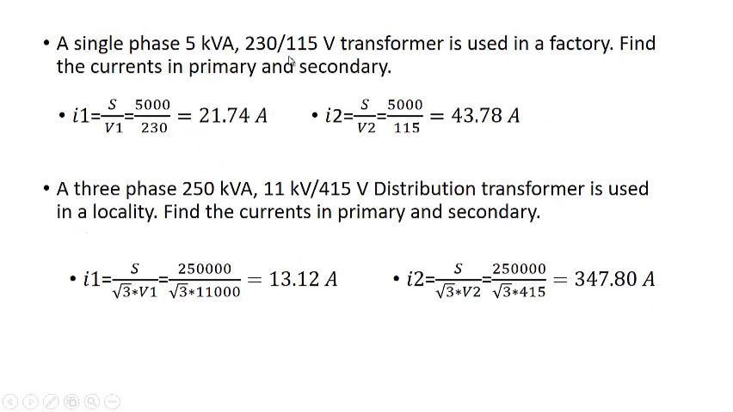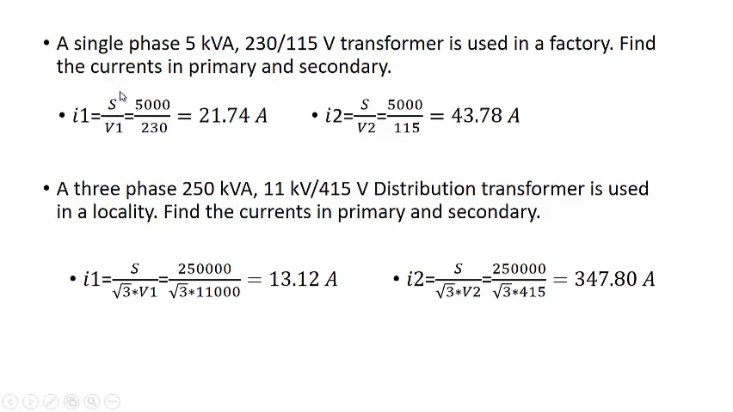A single phase 5 kVA, 230 by 115 V transformer is used in a factory. Find the currents in the primary and the secondary. It's very simple, but it is just to make you understand how these currents can be calculated. Its rating is given in 5 kVA, that is the apparent power, not the real power.